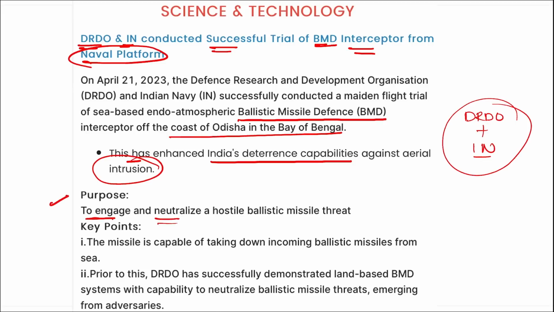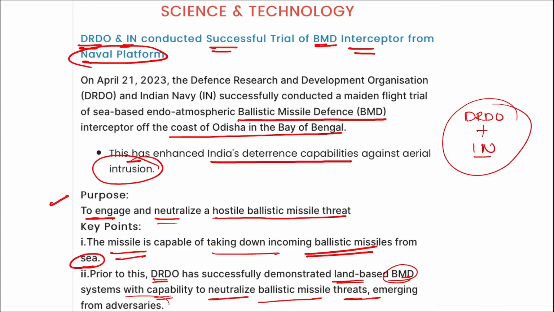To engage and neutralize a holistic ballistic missile threat, the missile is capable of taking down incoming ballistic missiles from the sea area. Prior to this, DRDO has successfully demonstrated the land-based ballistic missile defense interceptor system test with the capacity to neutralize ballistic missile threats emerging from various adversaries.